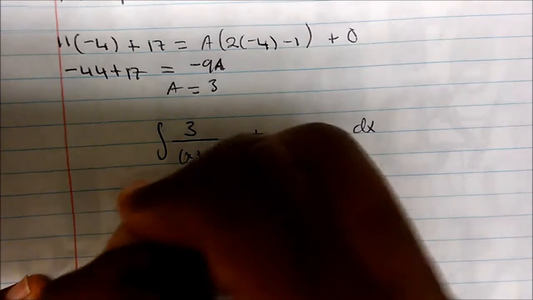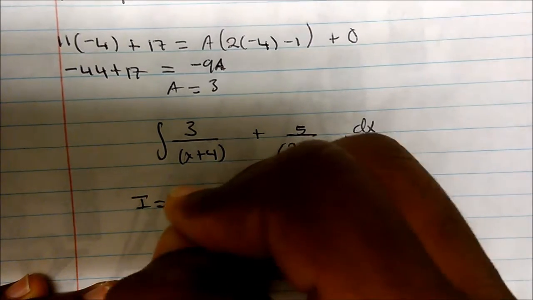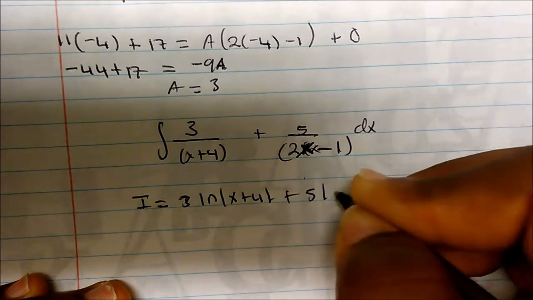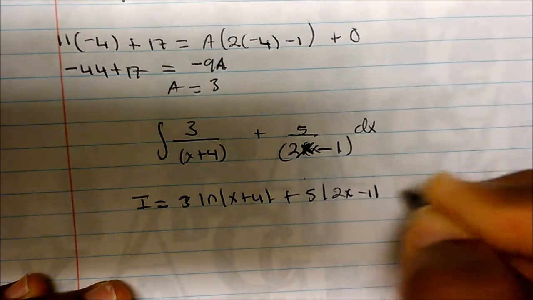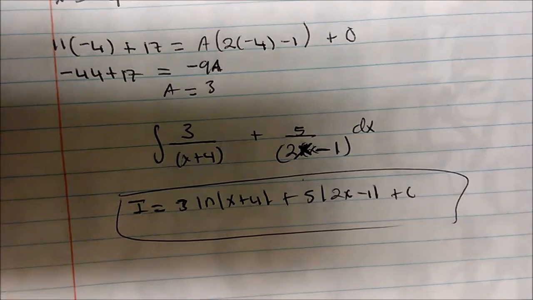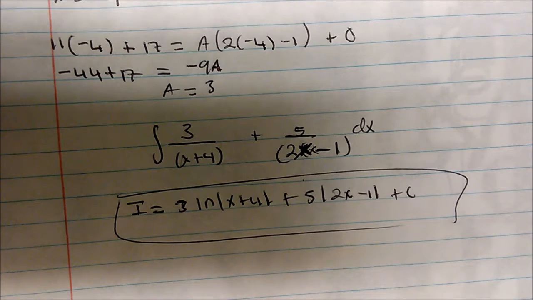And so the integral now becomes 3 times the natural log of the absolute value of x plus 4, plus 5 times the natural log of the absolute value of 2x minus 1, plus c. This will be my integral. Okay, so now we're done looking at linear factors. Let's look at something quadratic.